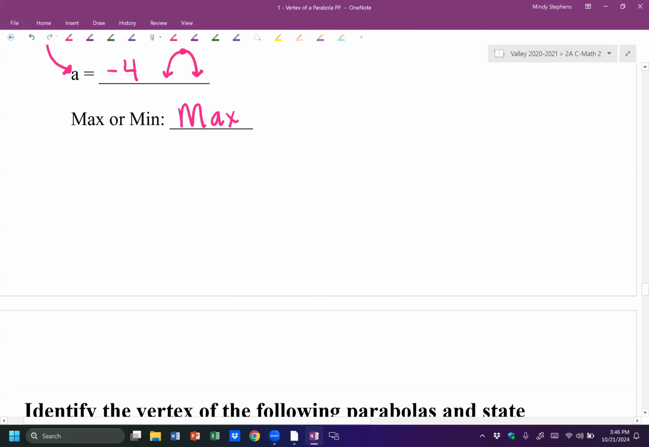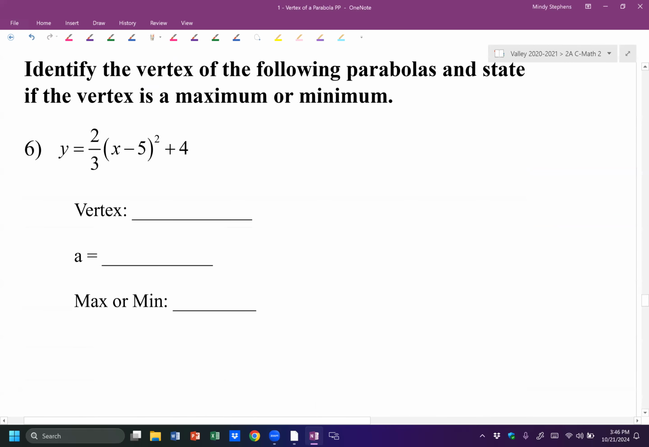Let's do another one. So number 6. First, our vertex. These two numbers are my vertex, but I have to change this sign. So opposite sign on this one. So just like on the last one, that one we changed the sign. It's a -5, so I'm going to do a +5, but the 4 is going to stay whatever it is. If it's positive, it stays positive. If it's negative, it stays negative.